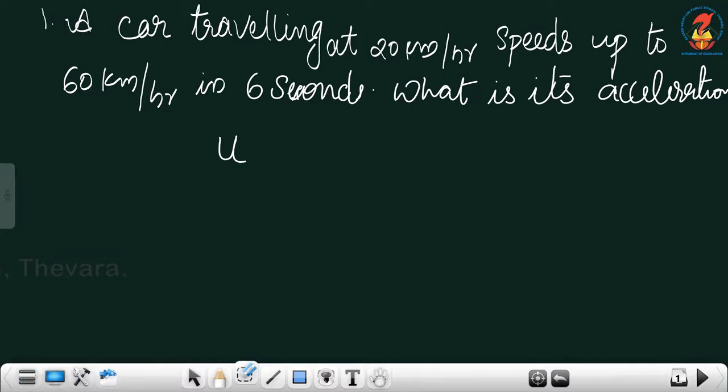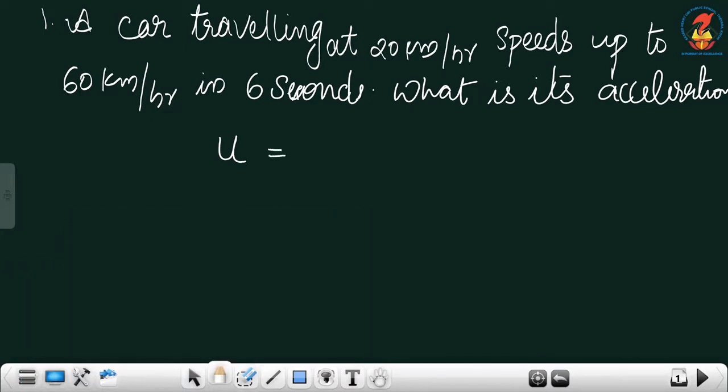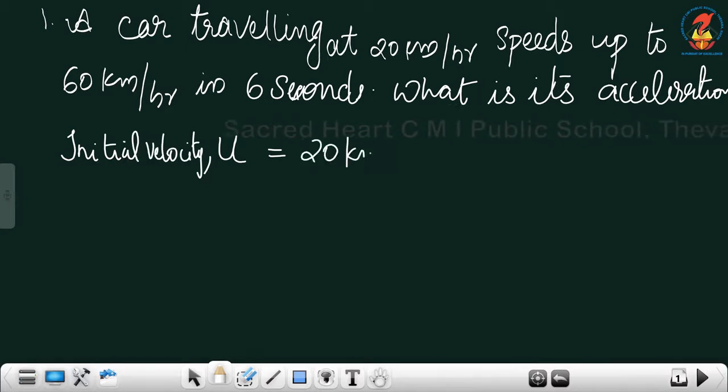So, we will write initial velocity u equal to 20 km per hour. It is given in 20 km per hour. So, we need to convert it into meter per second. That means, we need to multiply with 5 by 18.